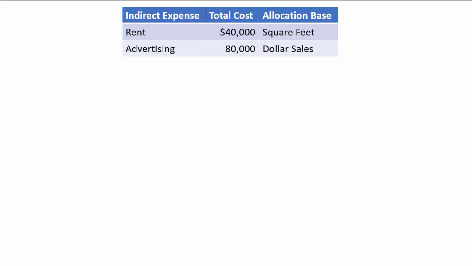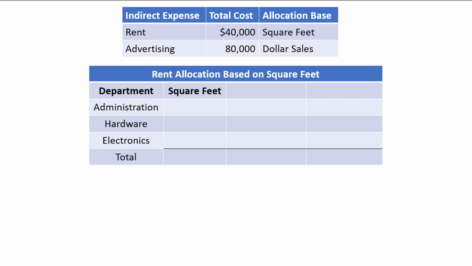First, the rent expense of $40,000 is allocated based on square feet and applies to all three departments. Let's assume the square feet occupied for the three departments is as shown. We would have to be given this information somewhere in the problem. We must add up the total number of square feet from the three departments, which comes to 1,000. Then we can divide the square feet of each department by the total to get the relative percent.